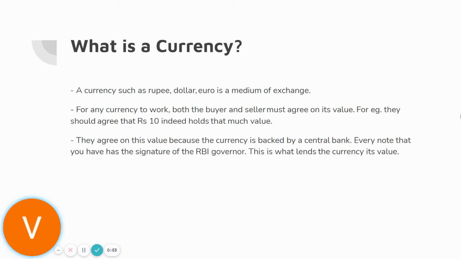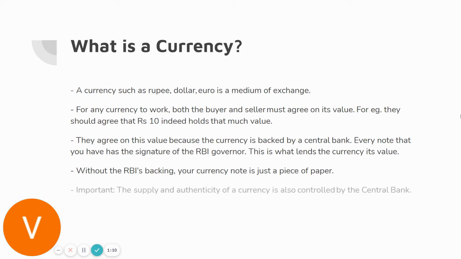Every note that you have has the signature of the RBI governor, which says something along the lines of, I promise to pay the bearer sum of this much rupees. And this declaration is what lends the currency its value. Without the RBI's backing, your currency is nothing but a piece of paper. In addition, the supply and authenticity of a currency is also controlled by the central bank.